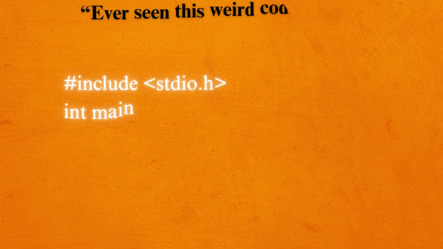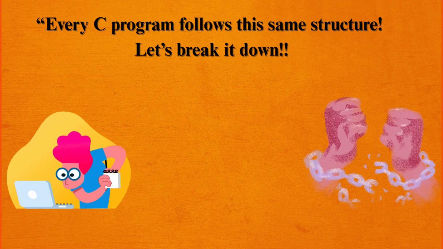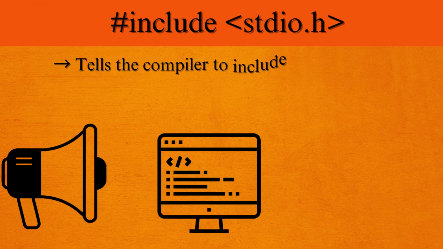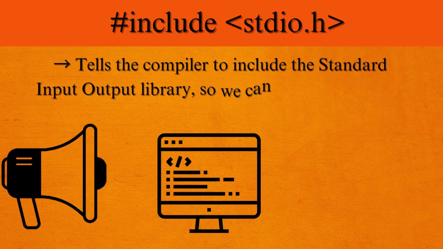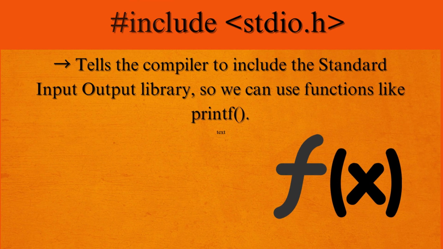Ever seen this weird code and wondered what it means? Every C program follows the same structure. Let's break it down. Number 1: #include <stdio.h>. This tells the compiler to include the standard input-output library, so we can use functions like printf.